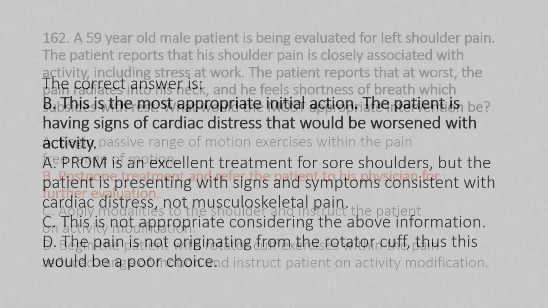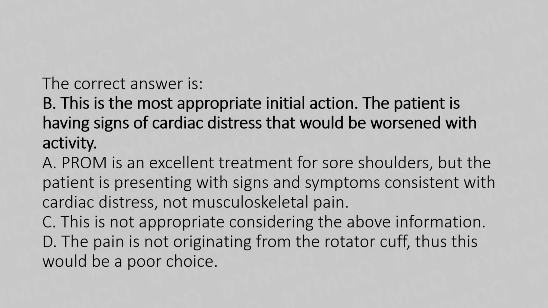Explanation to this question is, option B is the most appropriate initial action. The patient is having signs of cardiac distress that would be worsened with the activity. Option A is wrong. Passive range of motion is an excellent treatment for sore shoulders, but the patient is presenting with signs and symptoms consistent with cardiac distress, not musculoskeletal pain. Option C is wrong because this is not appropriate considering the above information. Option D is wrong because the pain is not originating from the rotator cuff, thus this would be a poor choice.